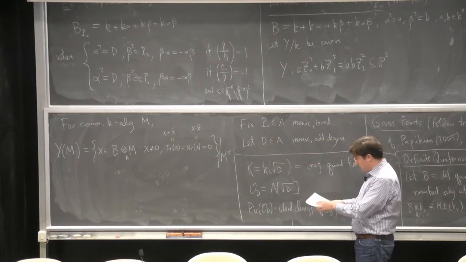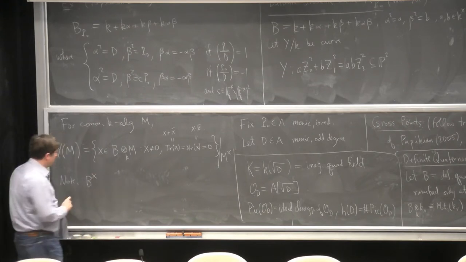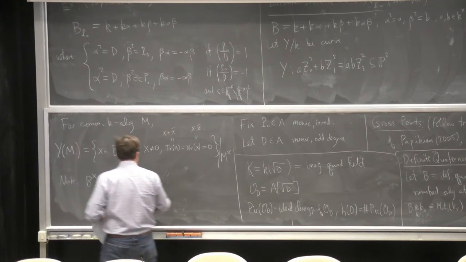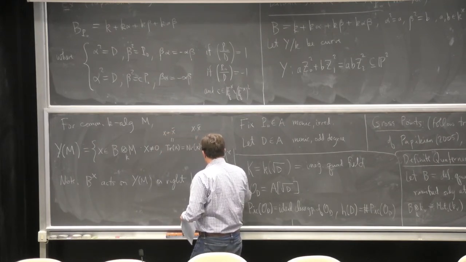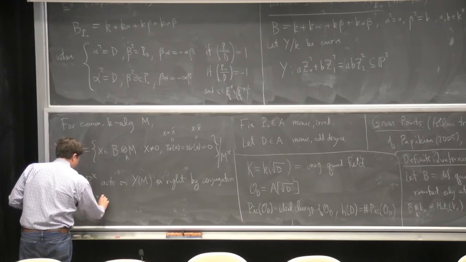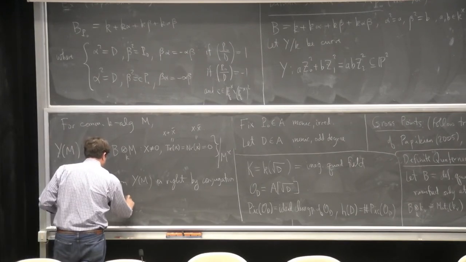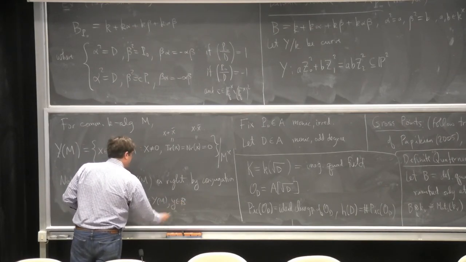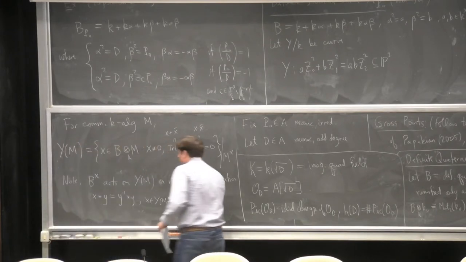And so once we've done this, what we can note is that B cross acts on Y(M) on the right by conjugation. So something like, you take x star y would be y inverse y x. This is for x in Y(M) and y in B cross. And then this gives a right action of B cross on our set.